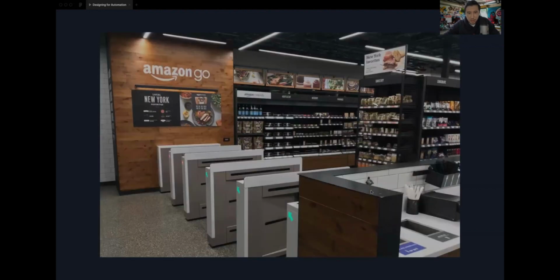Another example, Amazon Go. They replaced humans with automated cash systems. So if you visit the Amazon supermarket, there is no need to stay in a big queue, and no need to interact with cashiers. It can be another example of an automated process.